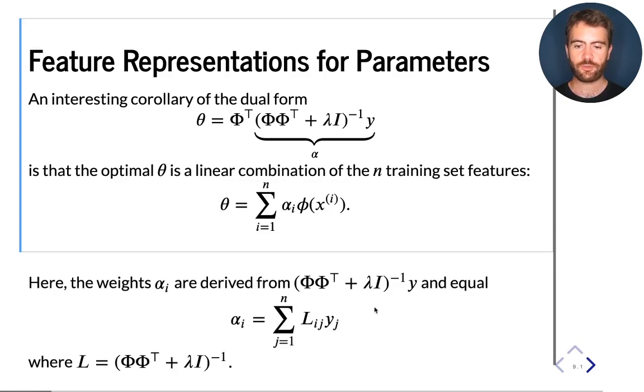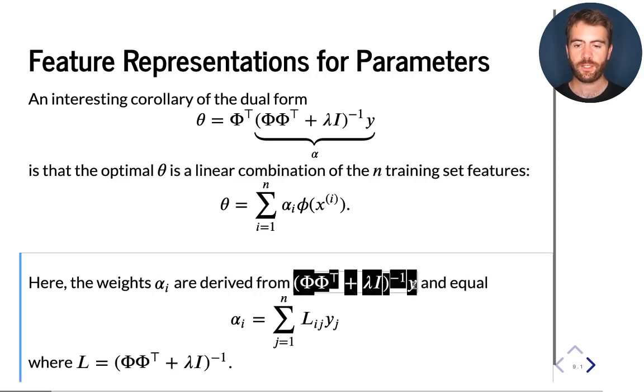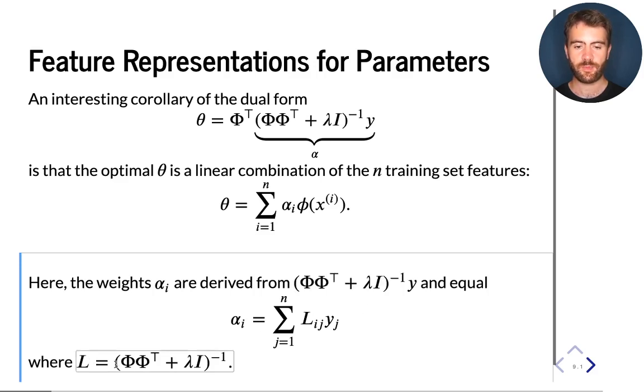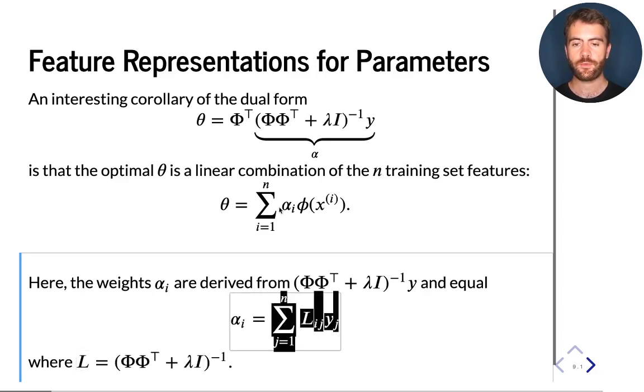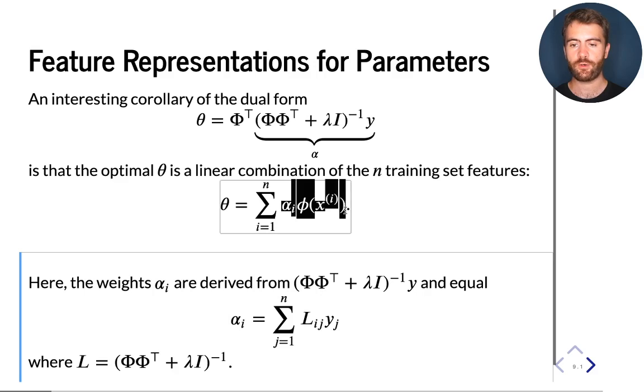Here again, just to convince yourself that this is true. Again, this is our form for alpha, and let's say that L is an n by n matrix. Well, let's call this n by n matrix the result of these operations. Let's call this L, and then alpha i is going to have this particular form, and this is going to be a linear weighting of all the features.